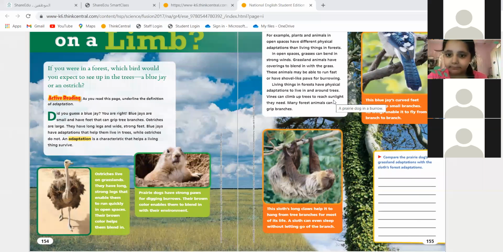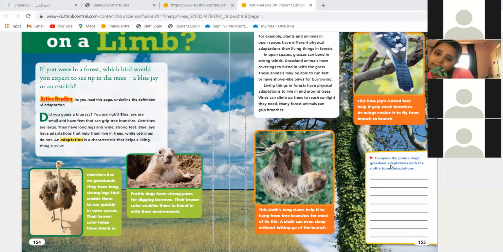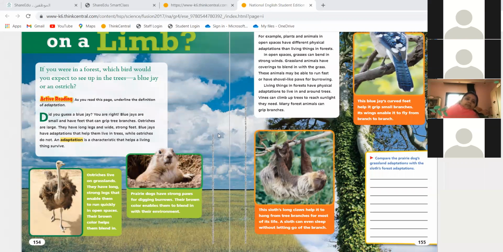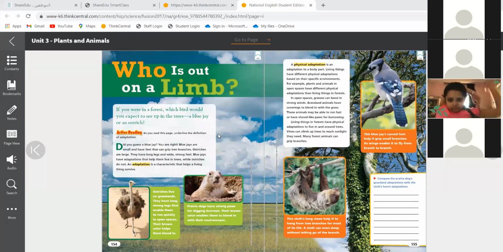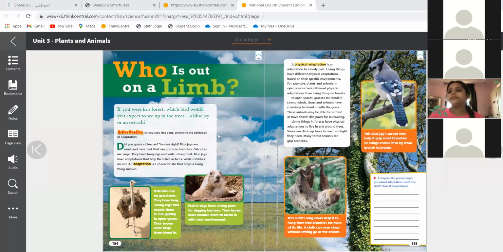Okay, enough talking about body parts. When we talk about adaptations in body parts, what do we call it? Physical. Yes, excellent. A physical adaptation. So when we talk about body parts, we're talking about physical adaptation. An adaptation is a characteristic that helps living things survive.